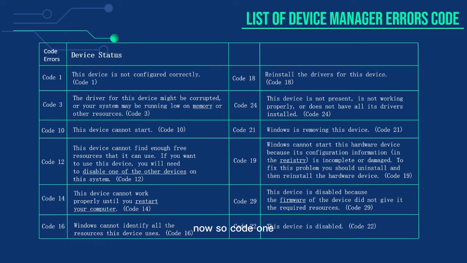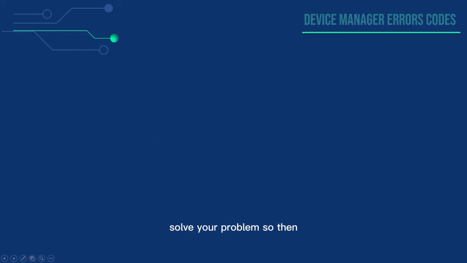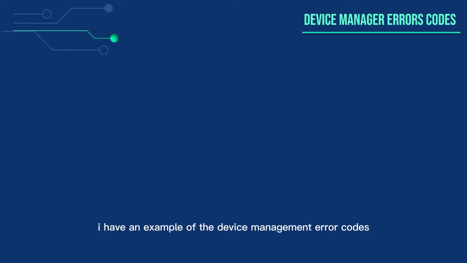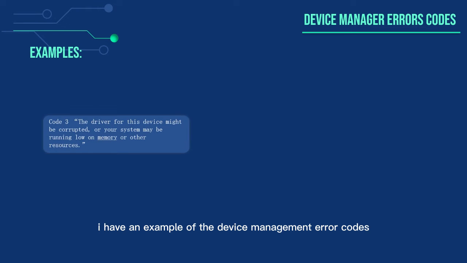Code 1, this device is not configured correctly. Then code 3, the driver for this device might be corrupted, or your system may be running low on memory or other resources, and so on. There are a lot of error codes and solutions on how to solve your problem.